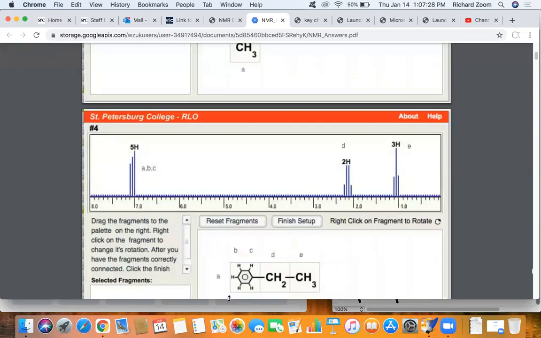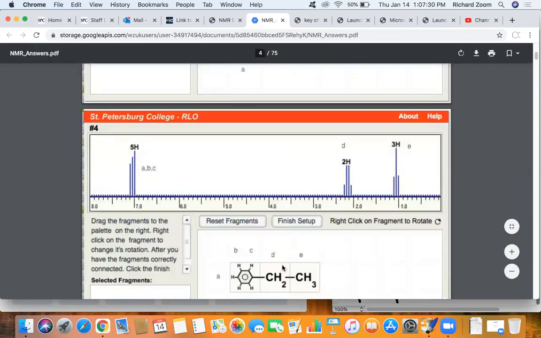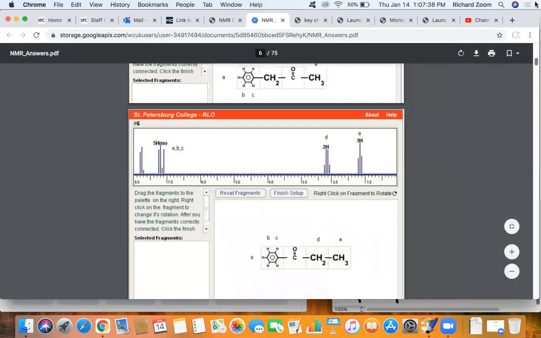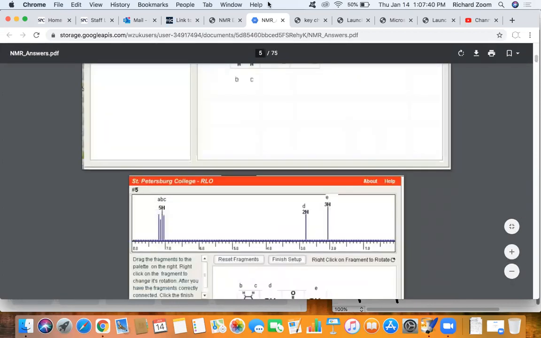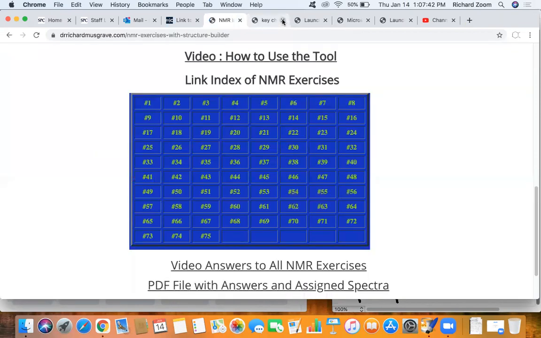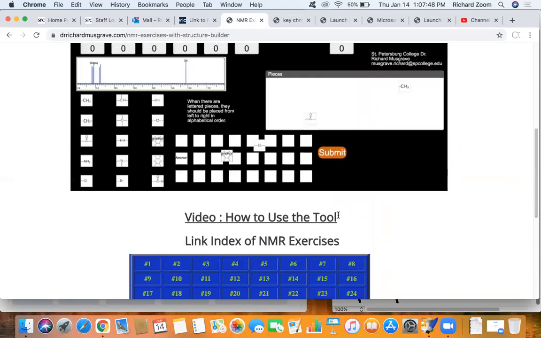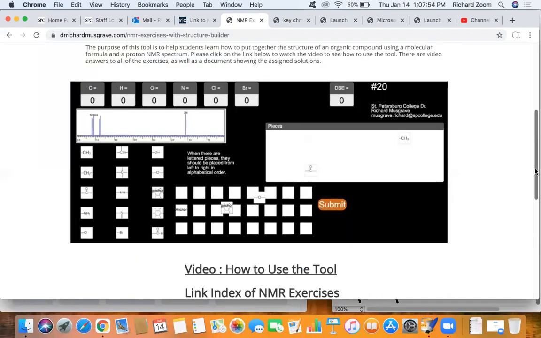But you can see how I've got this labeled here with the letters and stuff. That's to help you figure out the labeling. So it's all there too. And the other thing I have, okay, there's a video on how to use the tool. So if you didn't catch something that I talked about just now, you can always watch that video.